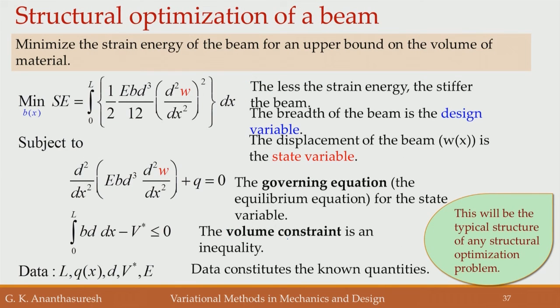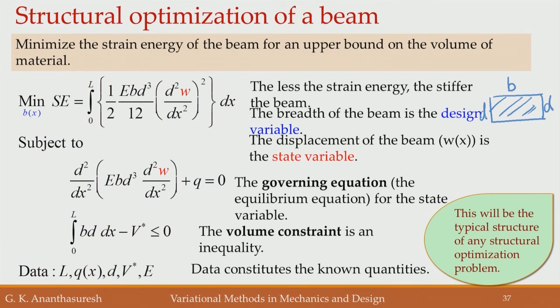Here is a problem: minimize the strain energy of a beam with an upper bound on the volume of material. That is, you are given a beam, let us say of rectangular cross section. If I take a beam of rectangular cross section, let us say width is b and depth is d. This is our rectangular cross section, and we are integrating from 0 to L. We are not saying that even though it is rectangular cross section, b and d are the same along the beam.